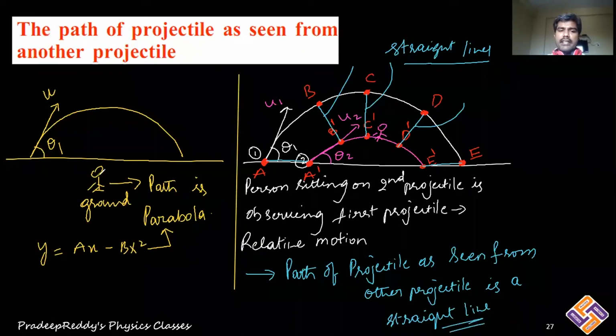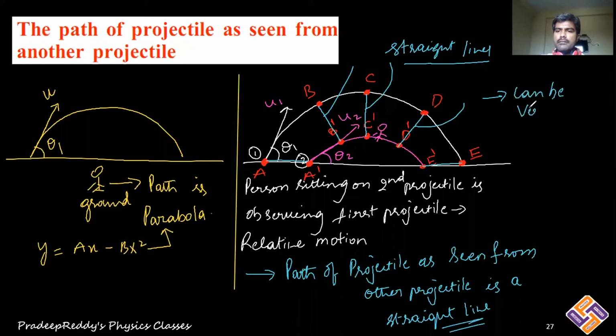So in the first case, the person is on the ground, he is not moving anywhere. Therefore, only one projectile we have, and that projectile is observed from the ground, therefore its path appears to be a parabola. Whereas in the second case, both are in motion, both are taking the parabolic path. As a result, from one parabolic path, if you observe the second parabolic path, it appears to be a straight line.